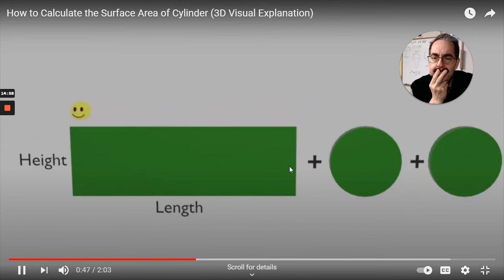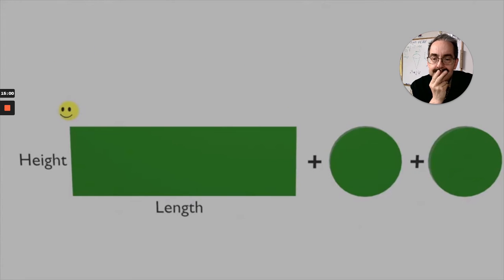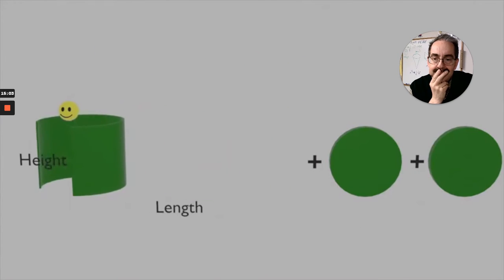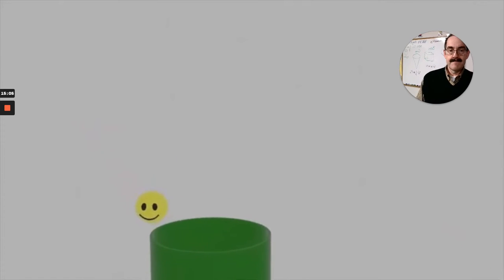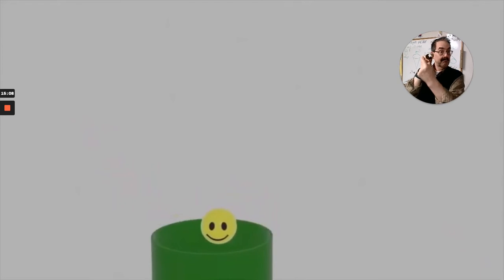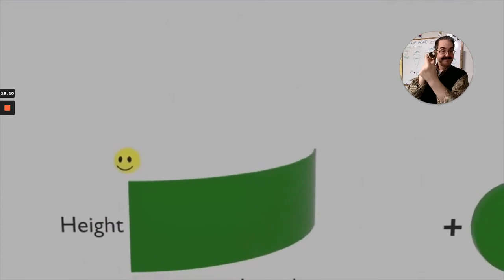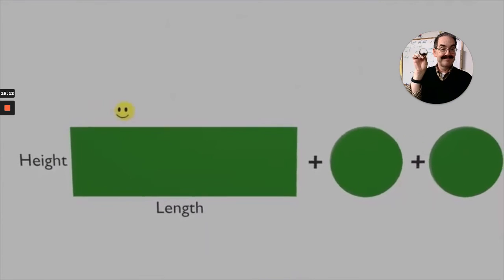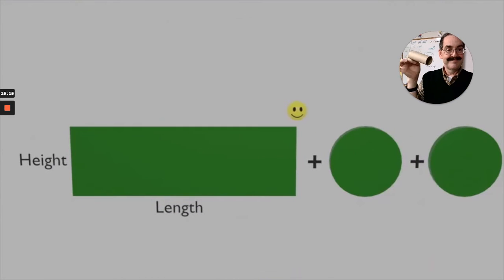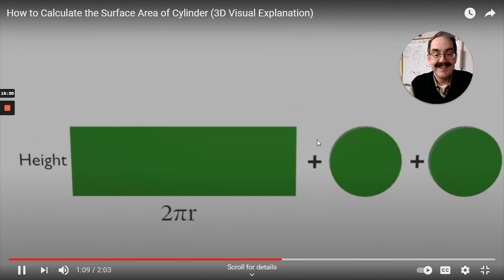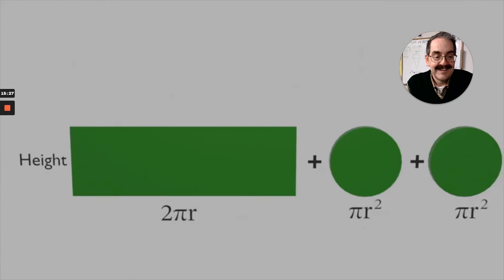It turns out, if I wrap this back around, you can easily see that the length of the rectangle is the circumference of the circle of the top of the cylinder. Again, the length is just the circumference of a circle, which is 2 pi r, where r is the radius of the cylinder. The area of each circle is pi r squared, and the area of the rectangle is height times 2 pi r.